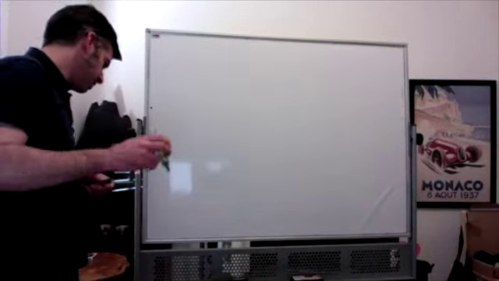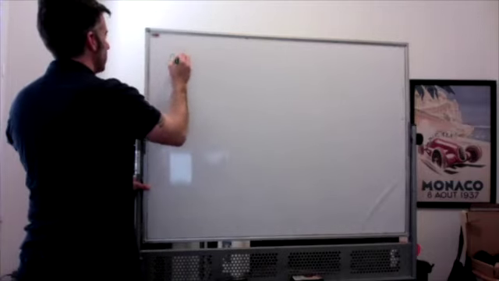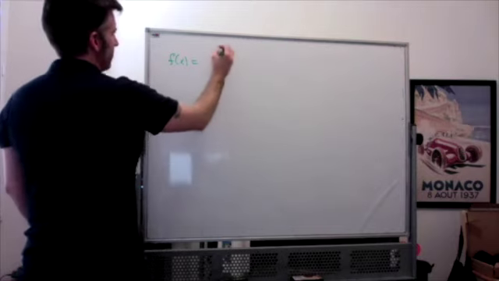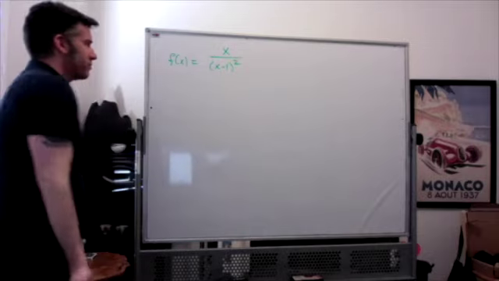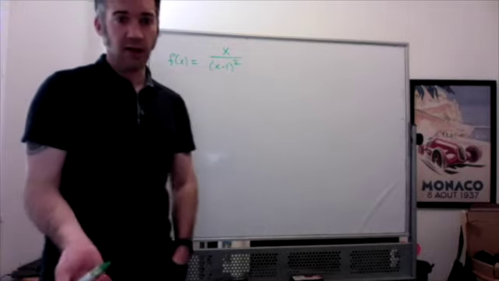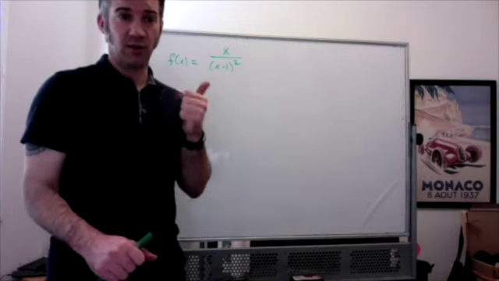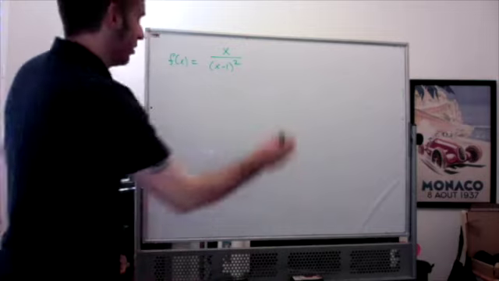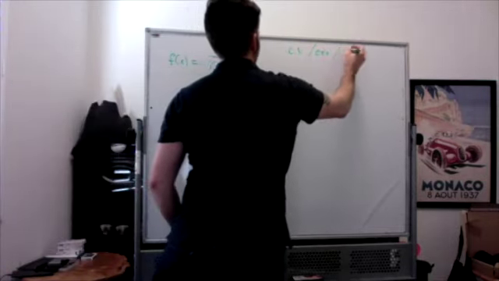Sorry. Sure, let's look at this one. Let's say our function f of x is x over x minus 1 squared. And here are the things I want to find: critical values, any possible relative extrema, and where it's increasing and decreasing. So critical values, extrema, increasing, decreasing.